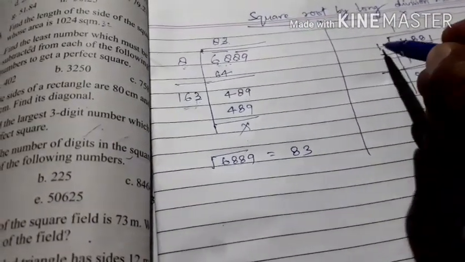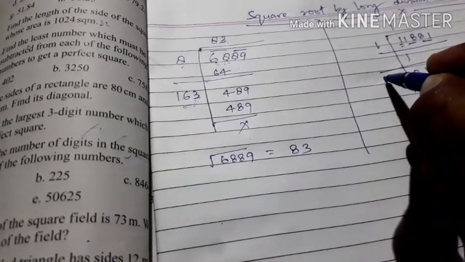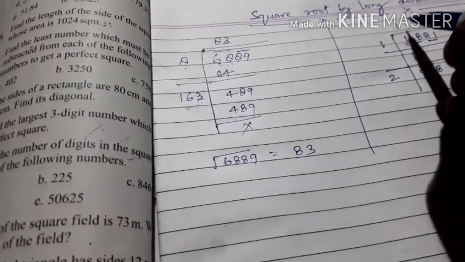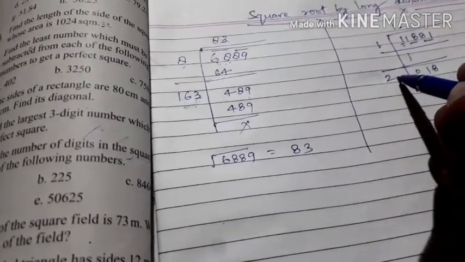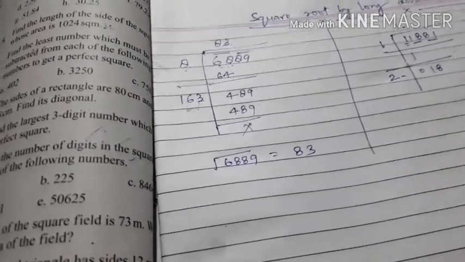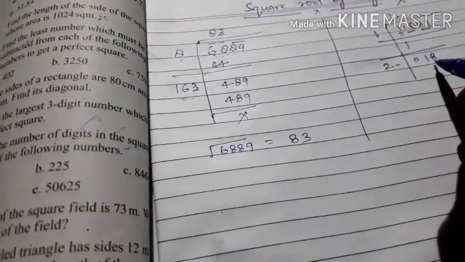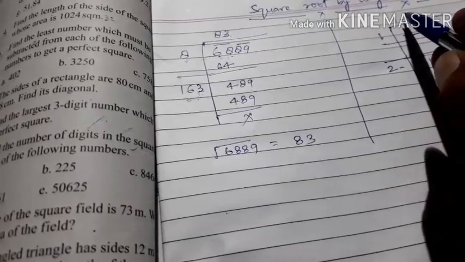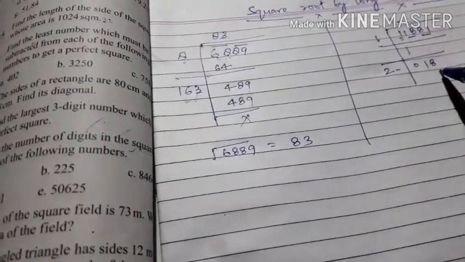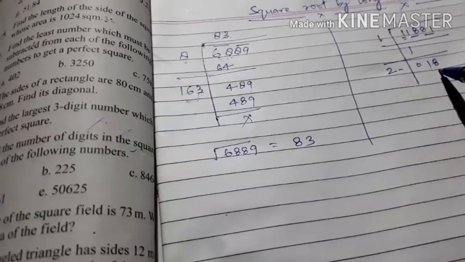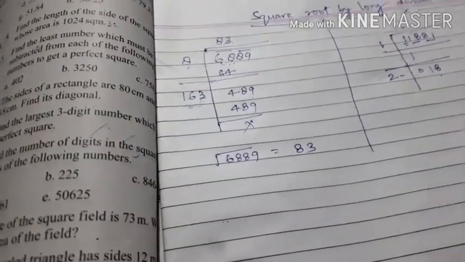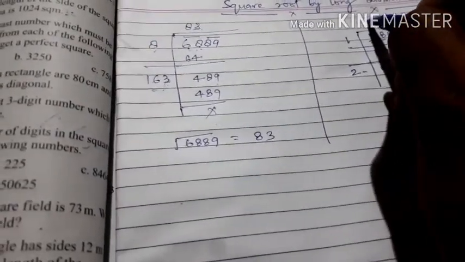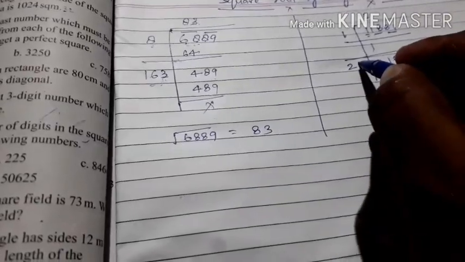So now we write here 1. Double of 1 is 2. Since double of 1 is 2, we have to think of the digit for the next place, the blank place. Here this is 18, and if we write 1, then 21 1s are 21, but here we have only 18, so the division is not possible. So here we have to write 0. Here will be 0.